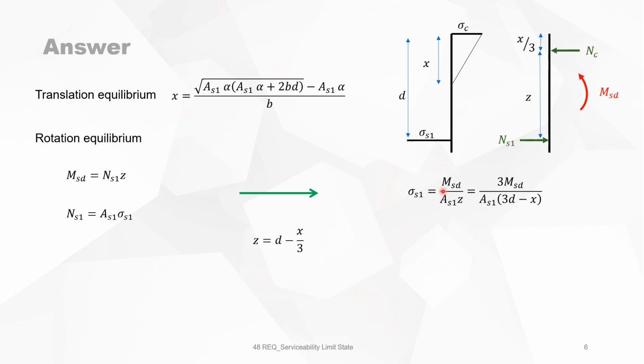The stress then in the reinforcement is given by this equation, which is the bending moment divided by the lever arm and the cross section of the steel. And we replace Z with d minus X over 3, and we have the formulation for the stress in the tension reinforcement.